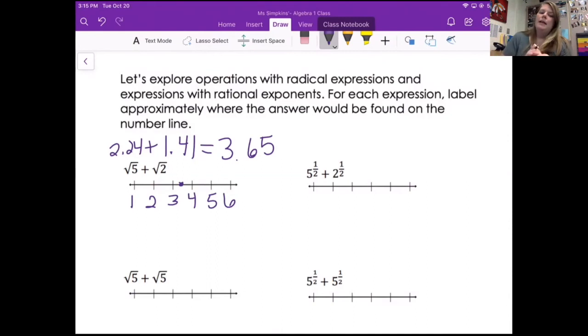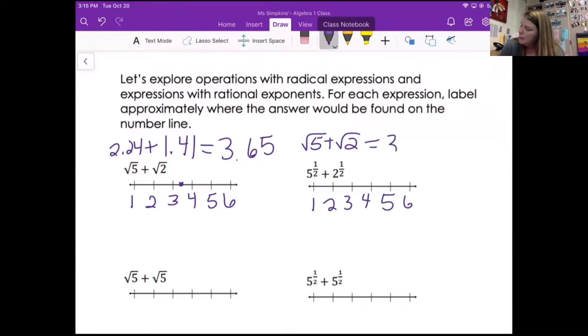What do you notice about that second problem? It's the square root. Yeah, it's the same thing as the first problem. 5 to the 1/2 and 2 to the 1/2 is the square root of 5 plus the square root of 2, which is what we just did. So we are going to write the same thing. We already know it's about 3.65. So we're going to put that point in the middle of 3 and 4, a little bit closer to 4.